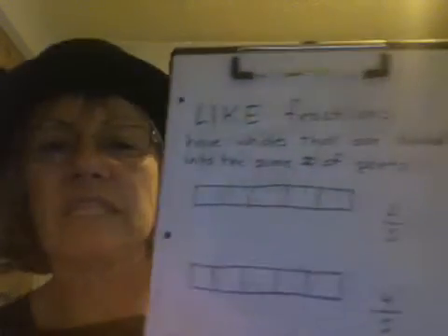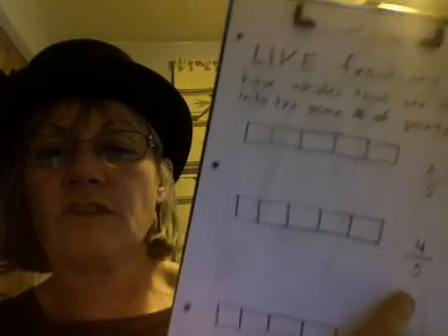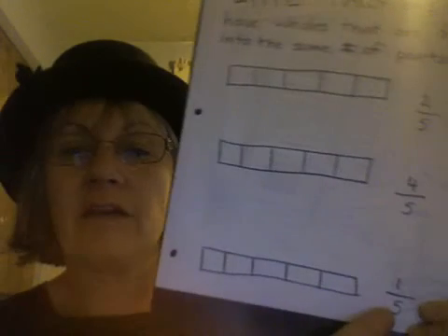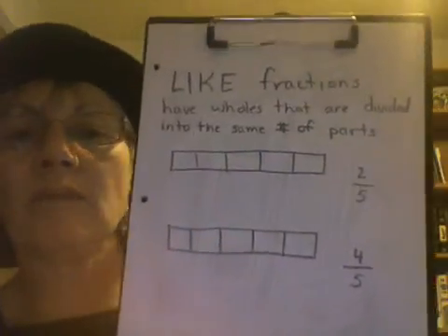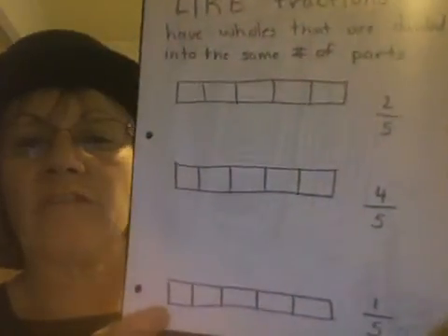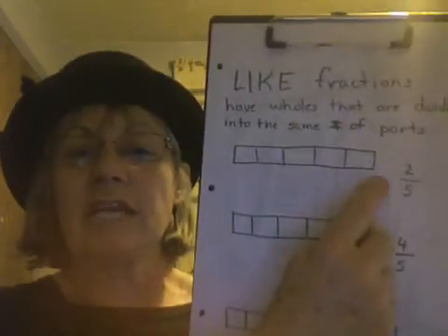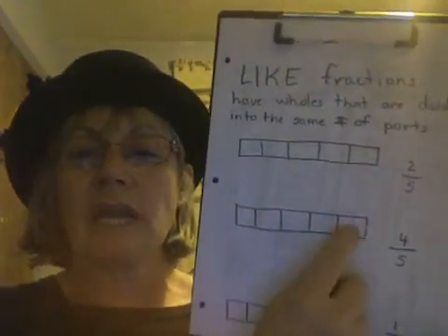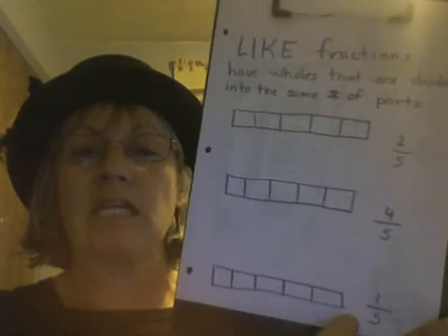Another thing to remember is that like fractions, the ones that have the same kind of denominator, like 2/5, 4/5, and 1/5, have wholes that are divided into the same number of parts. In this example, all of our bars are divided into 5 equal parts. Those are the fifths. So these are like fractions. It doesn't matter how many pieces we're talking about, but the whole is always cut into fifths.